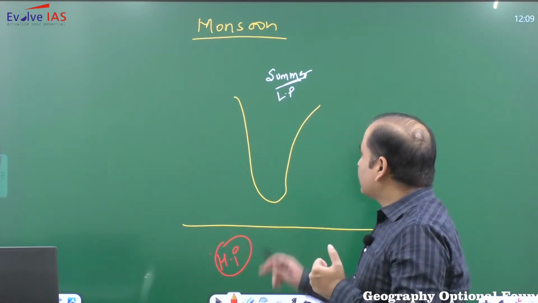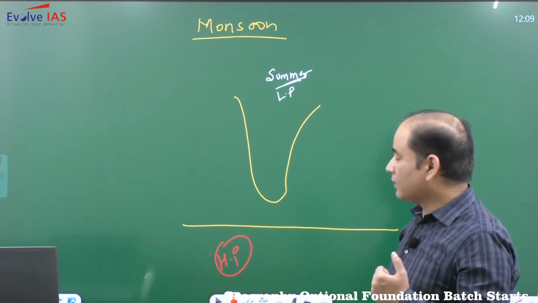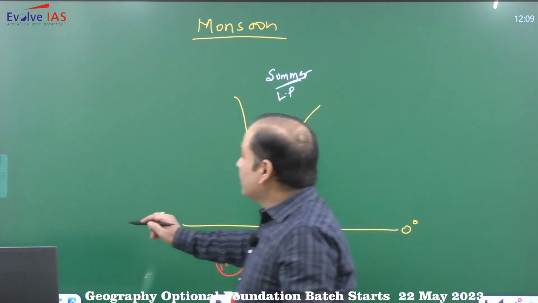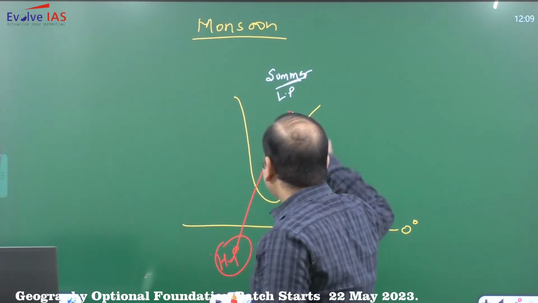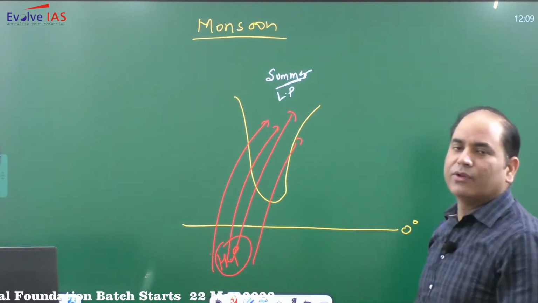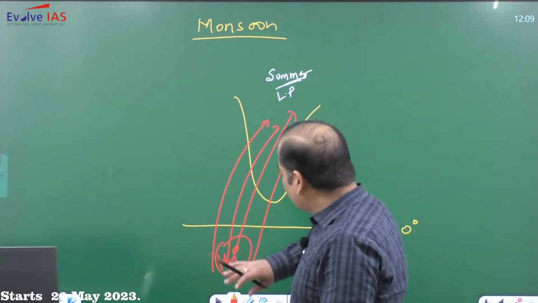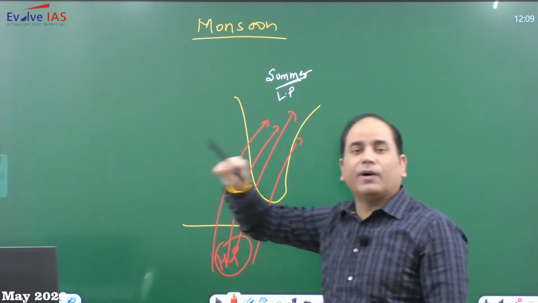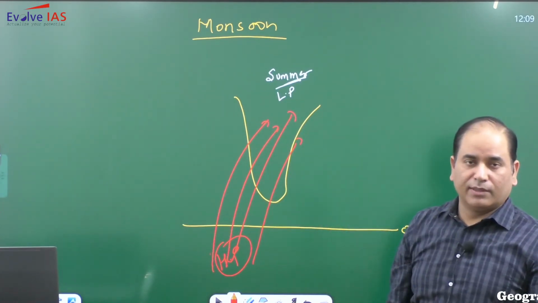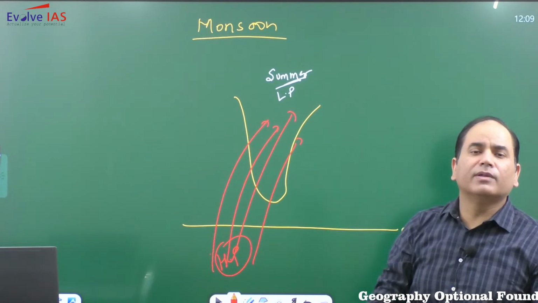The result will be that in summer season there will be a low pressure over the land and high pressure over the ocean. Now there is a pressure gradient. Due to this pressure gradient, what will happen? The wind will blow from the ocean to land, and this is your monsoon. Because this breeze, this wind is blowing over the ocean, it will acquire the moisture from the ocean, and the same moisture will be brought over the mainland in the form of rainfall. So this is the simplest form of the monsoon.